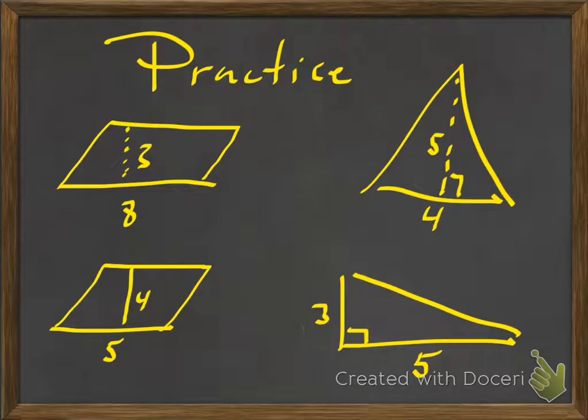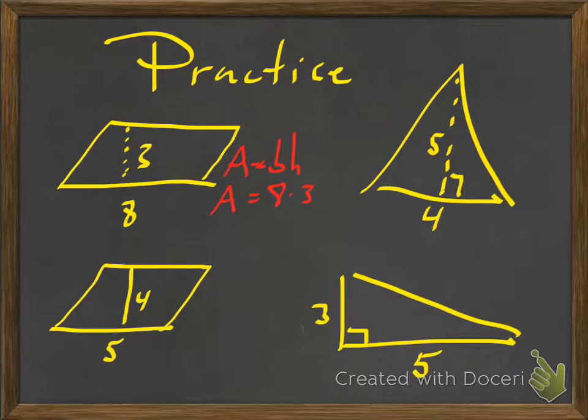I'll give you a hint on the first one. I would start with the formula. So write A equals B times H to help you start memorizing the formula. Now plug in the numbers. The base is 8 and the height is 3. And then finish it up. So pause the video now, do these 4 areas, and then resume, and we'll see if you got the same thing we did. Alright, you should be paused.